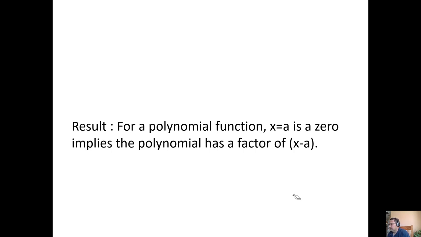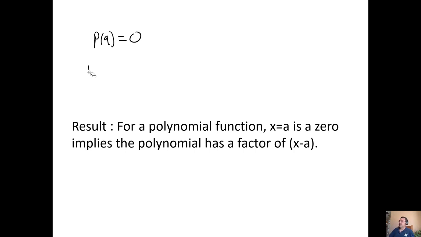Now, what we're going to need to be able to do is factor. And for those of you who have difficulty factoring with complicated expressions, here's a very useful result from pre-calculus. For a polynomial function, x equals a is a 0 implies the polynomial has a factor of x minus a. What it means to be a 0 is when you plug that in to your polynomial, you get 0. What it means for a to be a 0 is that p of a is equal to 0, which means when you plug in a, you get 0.